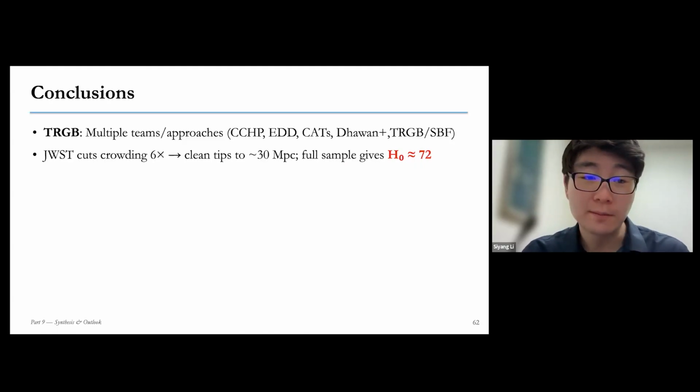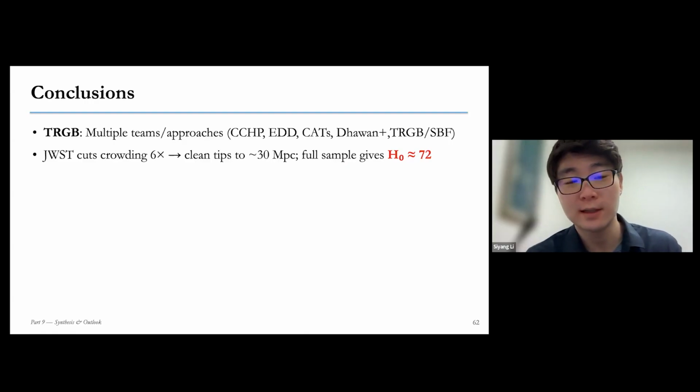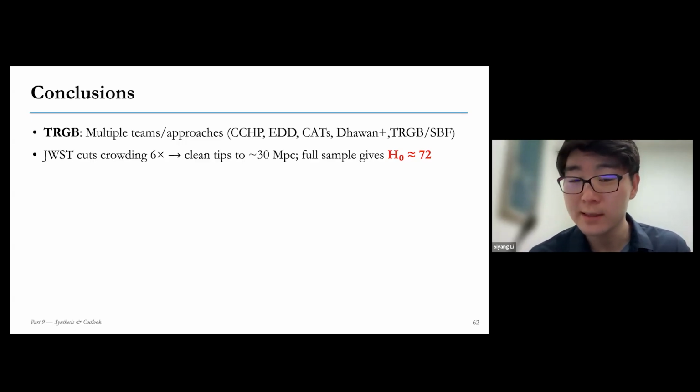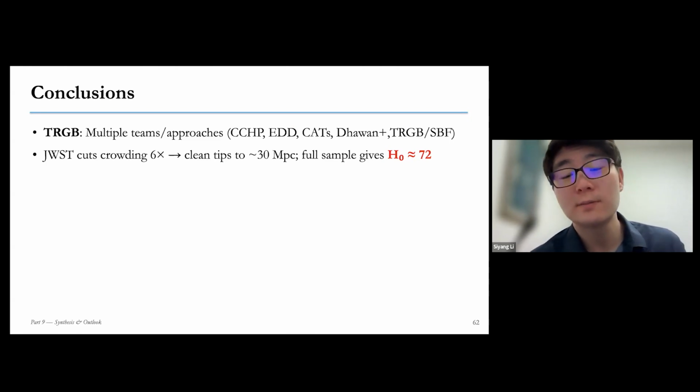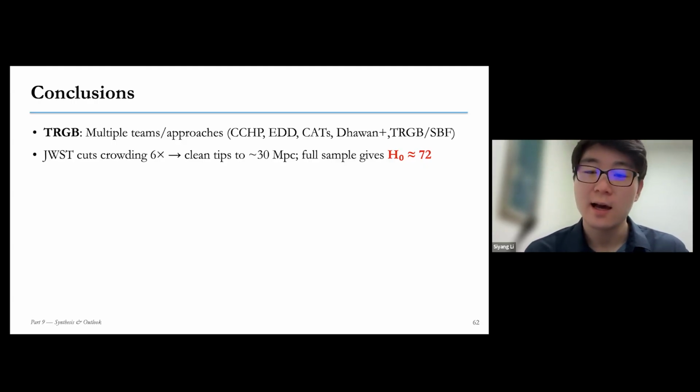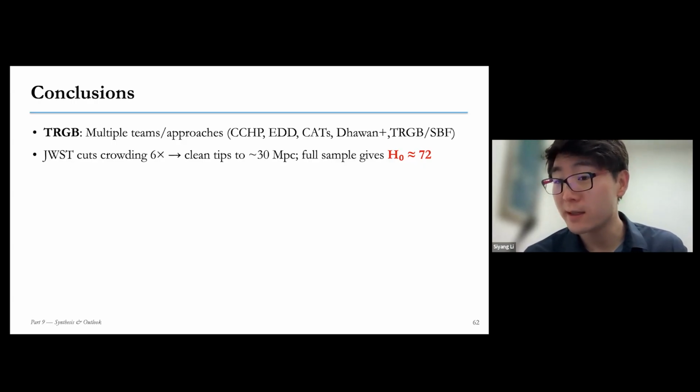So to wrap up, when I talked about the TRGB, I did present many H-naught measurements used in the literature. Something I want to emphasize here is that, again, I realize there's maybe a lot of attention given to a few teams for these TRGB H-naught measurements, but I also want to recognize that there's a lot of different efforts, such as from EDD, CATS, Suhail Dhawan, TRGB SBF from Blakeslee, for instance, that use different methods, different approaches, sometimes even different candles, in the case of Type Ia supernovae versus SBF.